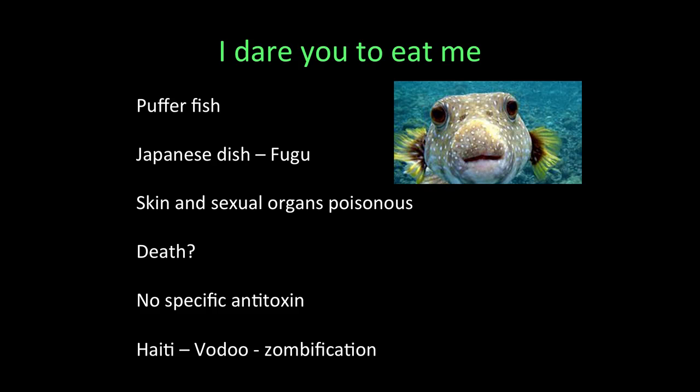Now here's the thing, puffer fish is very poisonous. And the toxin that they contain is concentrated in the skin and sexual organs. And this toxin has to do with something with all that we have been doing before. So this toxin affects the production of an action potential.